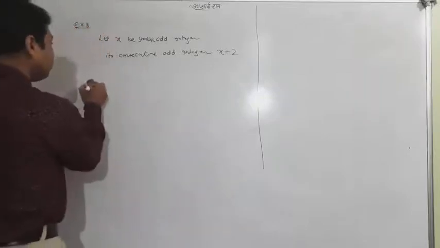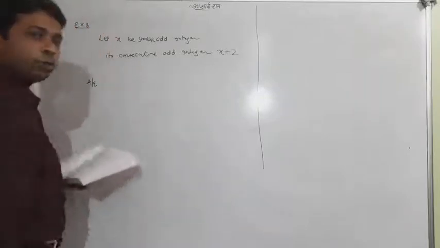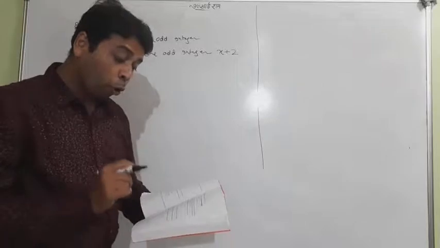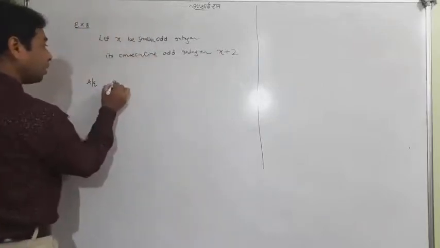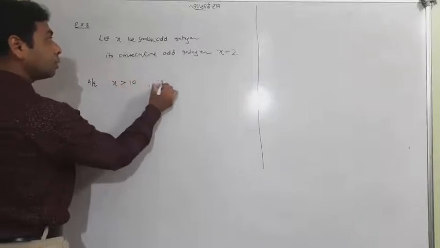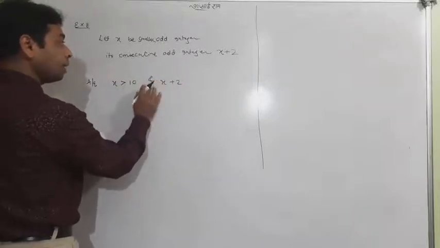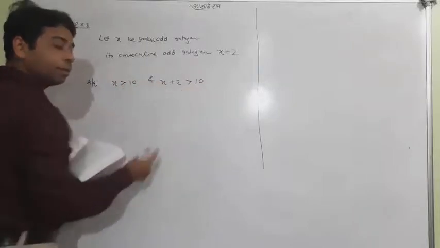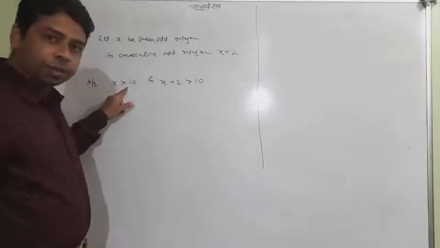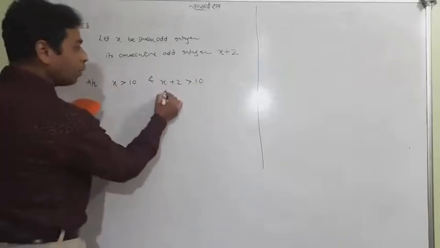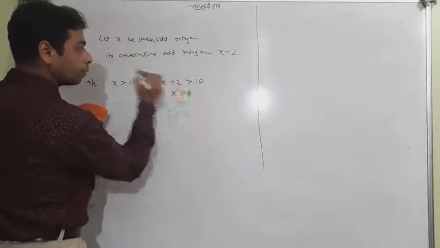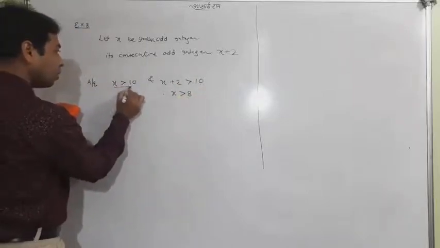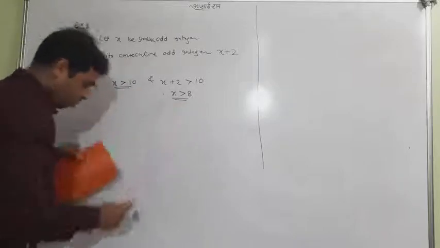Now according to the first condition, read it: both of which are larger than 10. So x greater than 10, and x plus 2 greater than 10. I will find the value from here. Transferring 2, 10 minus 2 is 8. So we got x greater than 10 and x greater than 8.